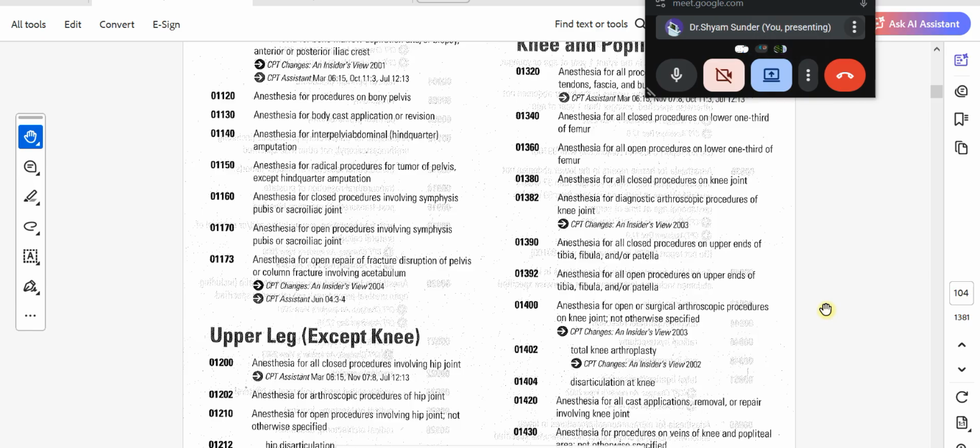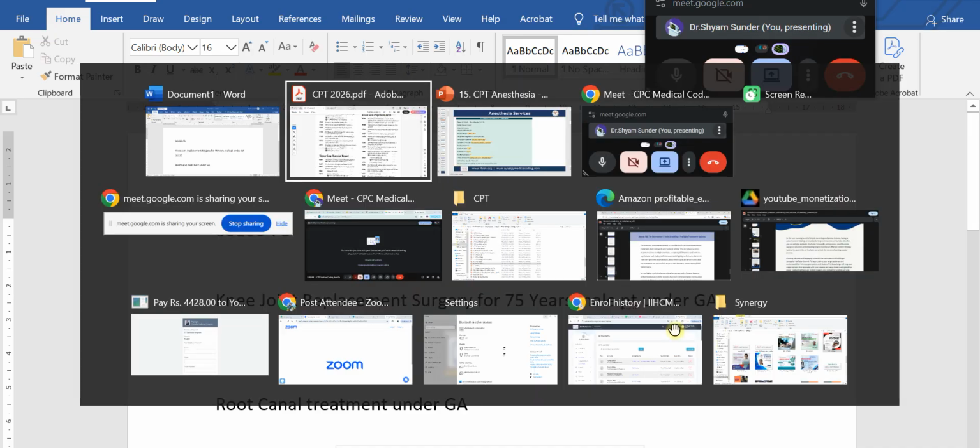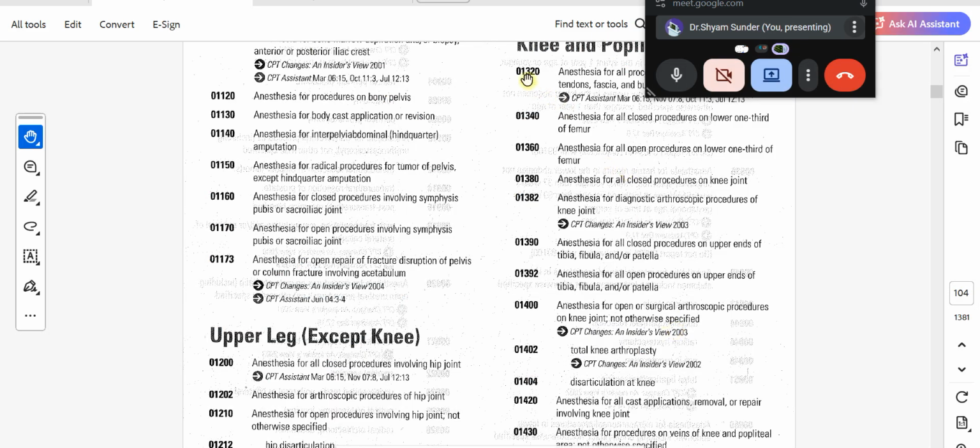Sir, will that be 70 or more than 70? What is written there? If it is more than 70, it should start from 71. Sir, because it's older than 70. Yeah. Here, a 75 years old patient. Okay. Yes. All right. So for knee joint replacement, what's your primary anesthesia service code from this?